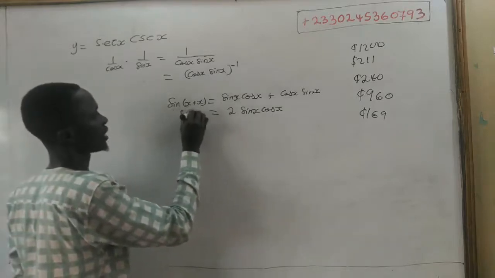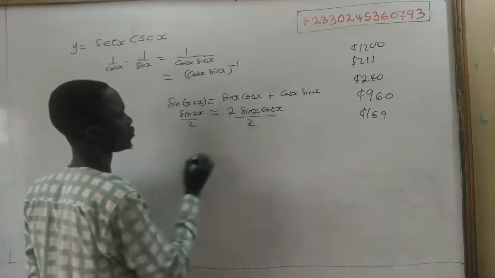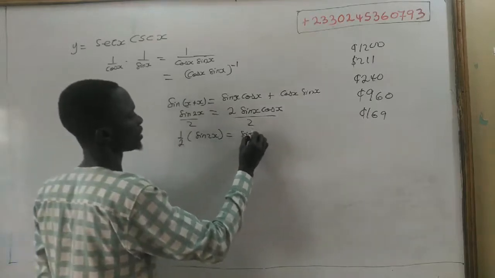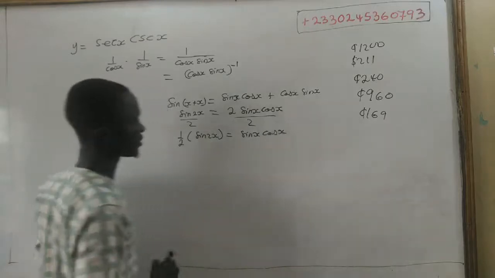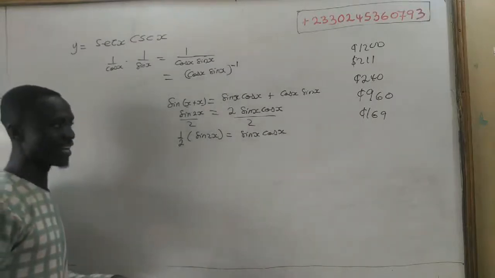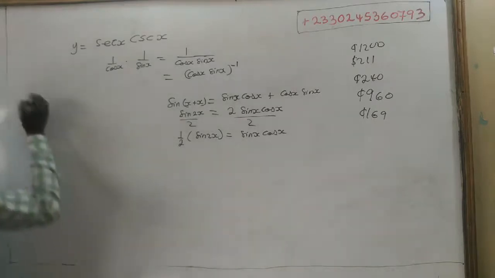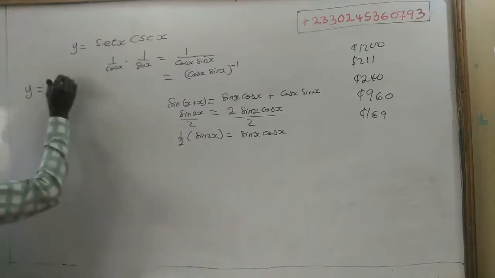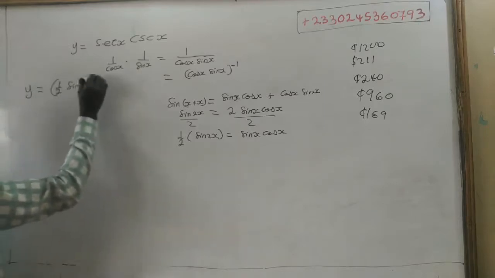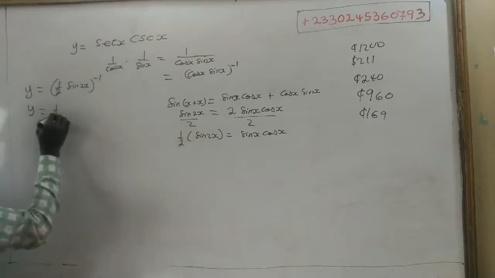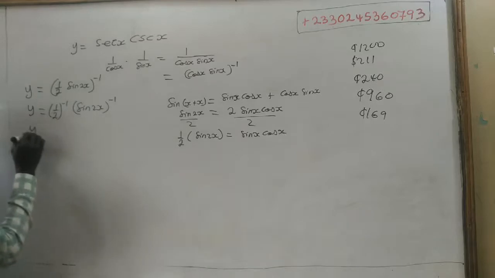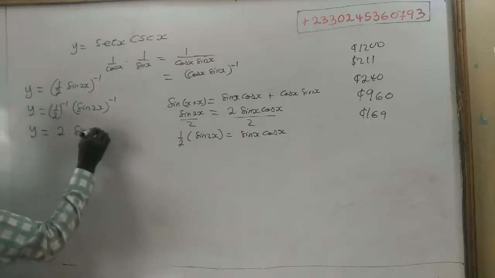And here this is the same as sine 2x. So if I divide by 2 and divide by 2, I'm going to have half of sine 2x is equal to sine x cosine x. So in place of cosine x sine x, I can put inside half of sine 2x. So let's do that here. We are going to have y is equal to half of sine 2x to the power -1. And here we have y equal to 1 on 2 to the power -1, then sine 2x to the power -1. And here we have y equal to 2 sine 2x to the power -1.